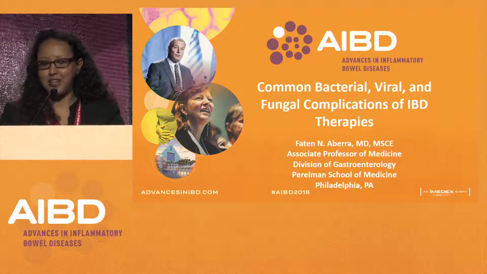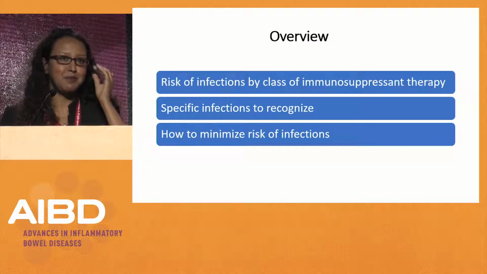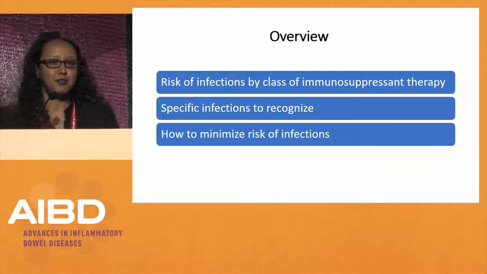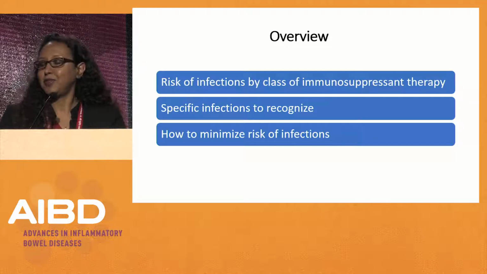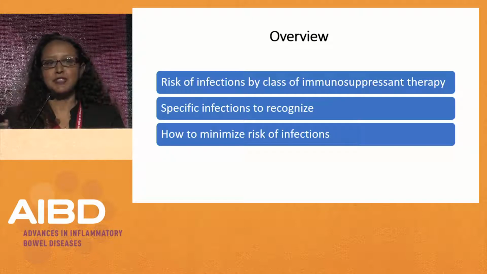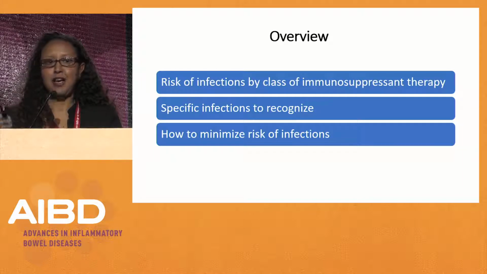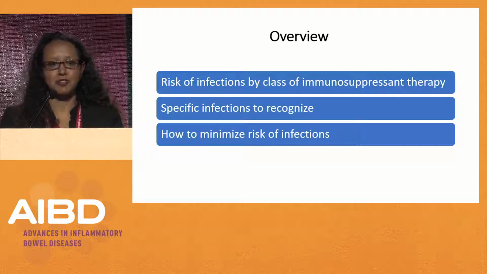This topic is actually very vast and very important. But I'm gonna try to make it bite-sized so that it's very practical and hopefully you have some use from what I talk about. So the goal with this talk is really to review the risk of infections by class of immunosuppressant therapy first, then to go over specific infections to recognize, and then also how to minimize risk of infections.